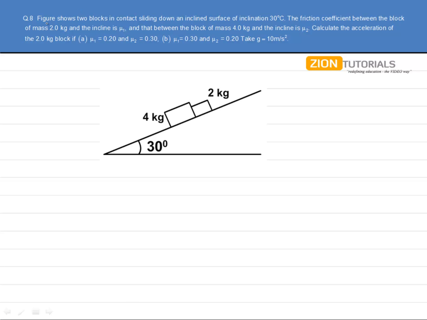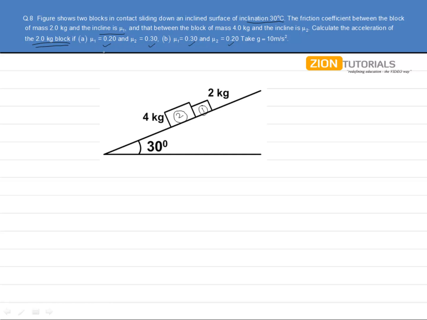As the question says, the figure shows two blocks in contact sliding down an inclined surface of inclination 30 degrees. The friction coefficient between the block of mass 2 kg and the incline is mu1, and that between the block of mass 4 kg and the incline is mu2. Calculate the acceleration of the 2 kg block, that is block 1, if mu1 is 0.2 and mu2 is 0.3, and if mu1 is 0.3 and mu2 is 0.2.